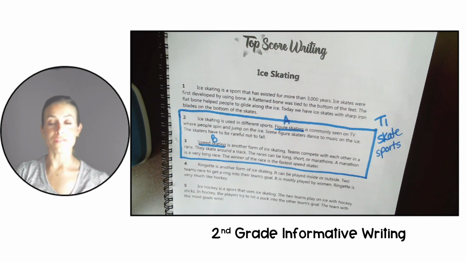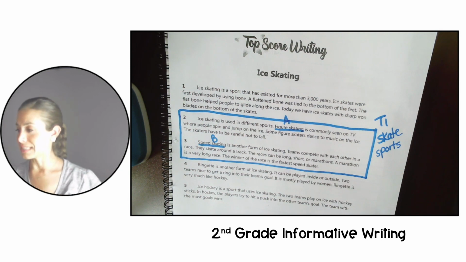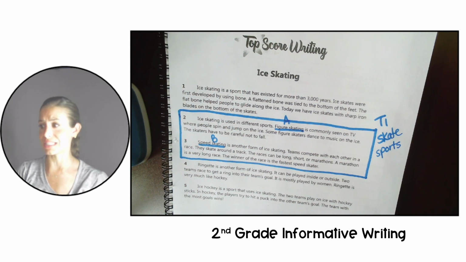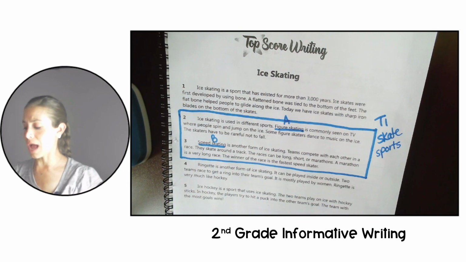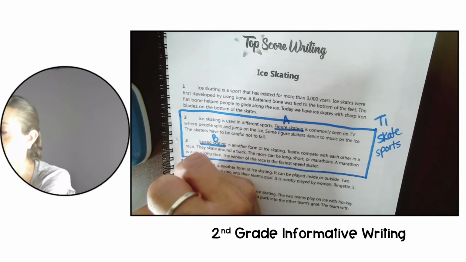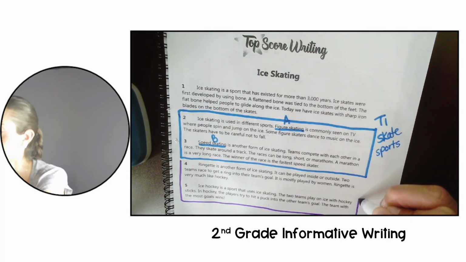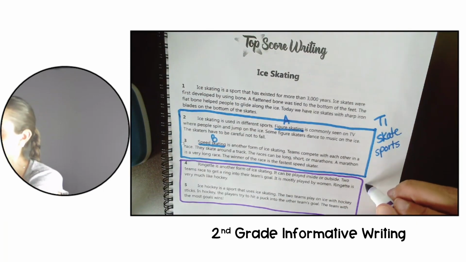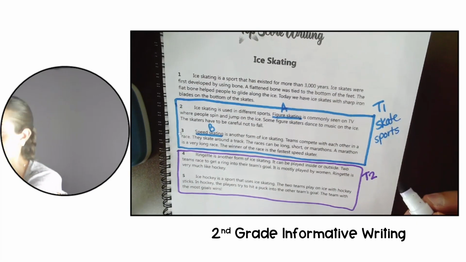Now we need to go and find our T2. Well, as I was reading, I'm going down to paragraph 4 and 5, and I noticed that there were more examples of skate sports. It was talking a lot about different skating sports in which the sports had to do with ice skating. So I am going to box off 4 and 5. And I'm going to say that these are going to be my T2, and I'm going to focus on other skate sports.